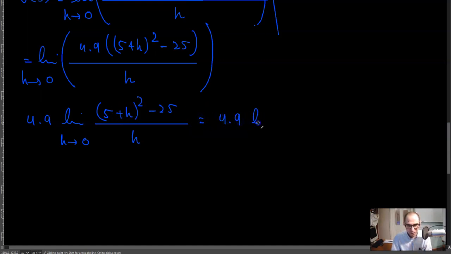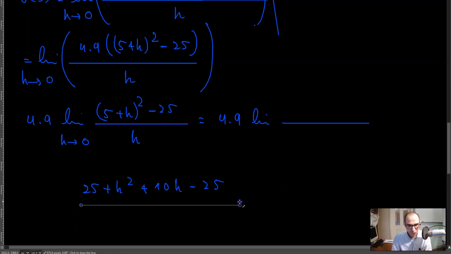This would be the same thing as 4.9 times the limit of, 5 plus h whole squared is 25 plus h squared plus 10 times h, minus 25 over h, and the 25 you can cancel out. You can write this as h times h plus 10 over h.